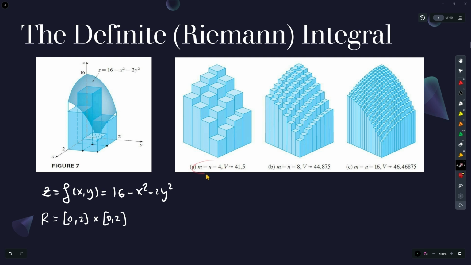When there are 4 subintervals in each direction, the volume is about 41.5. When there are 8 subdivisions, the volume is this. When there are 16 subdivisions, it is this. You can see that it's getting closer and closer to what the actual graph looks like, and these are better and better approximations of the actual volume. But how do you actually compute that volume?